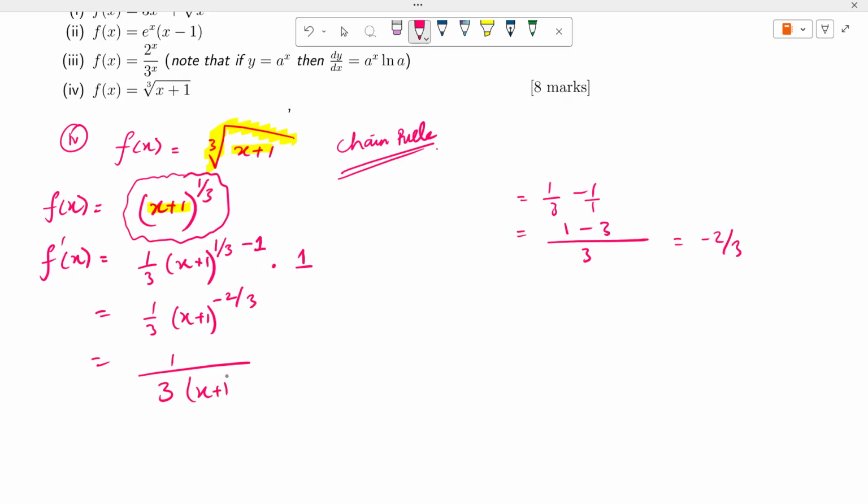So you can write it as x plus 1 to the raised power 2 upon 3 in the denominator. I applied another rule here: if you have a to the raised power minus x, you can write it as 1 upon a to the raised power x. So this is your answer for this question. We solved the fourth part using the chain rule.